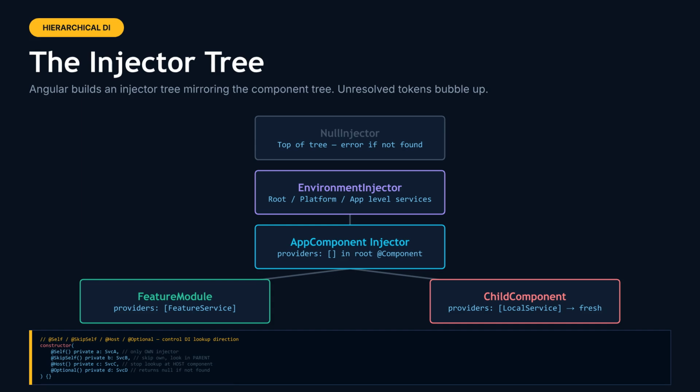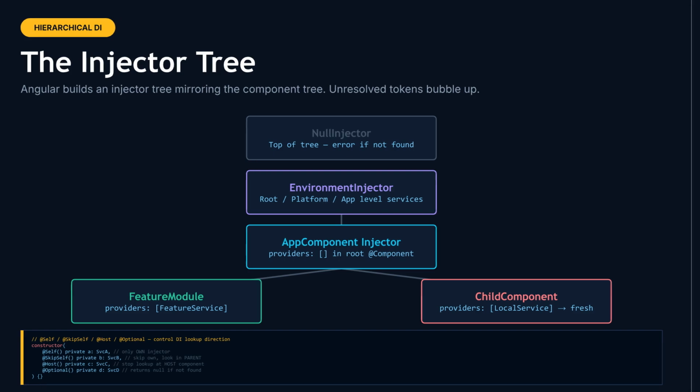The injector tree mirrors the component tree. When a component requests a dependency, Angular starts searching in its own injector and bubbles up. If the token is unresolved at the top-level null injector, it throws an error. Directives like @self or @skipSelf control the lookup direction.